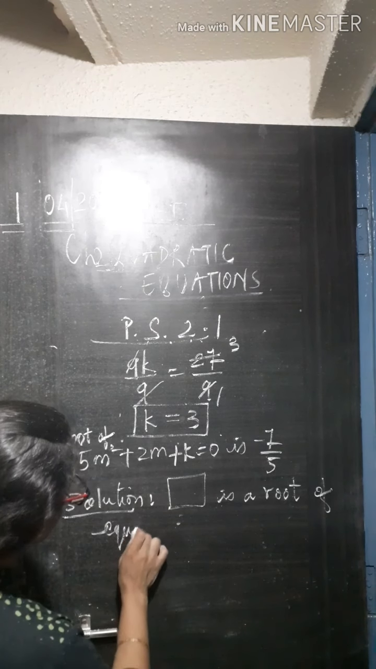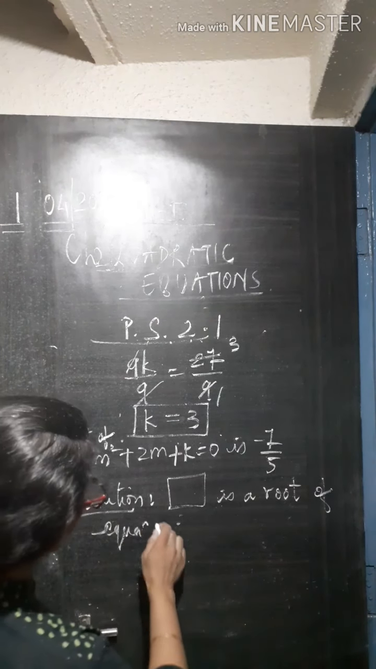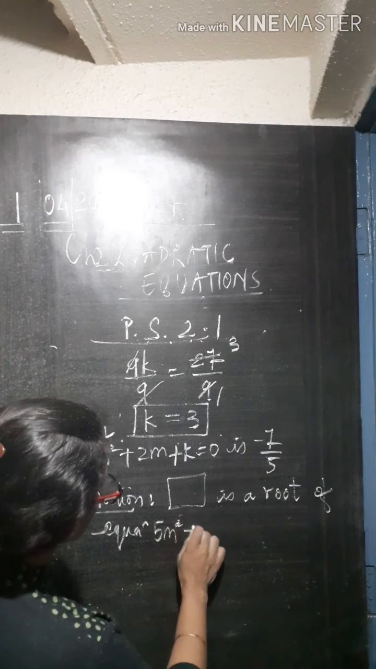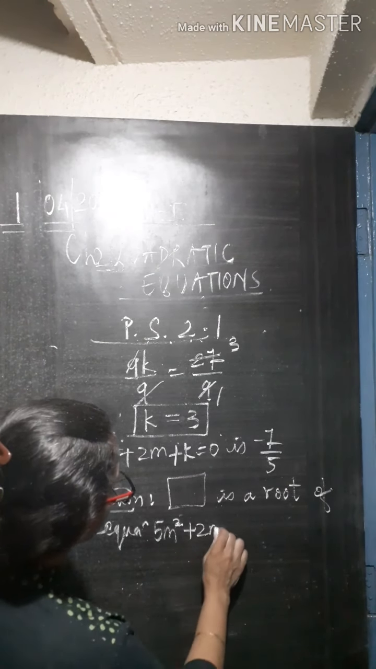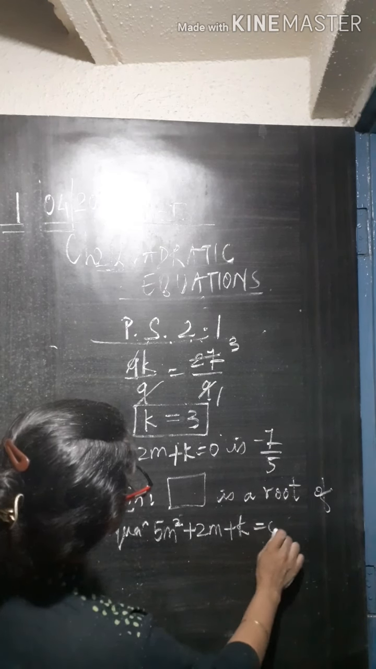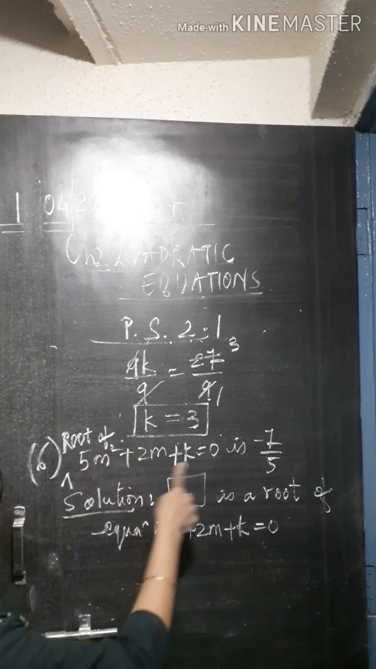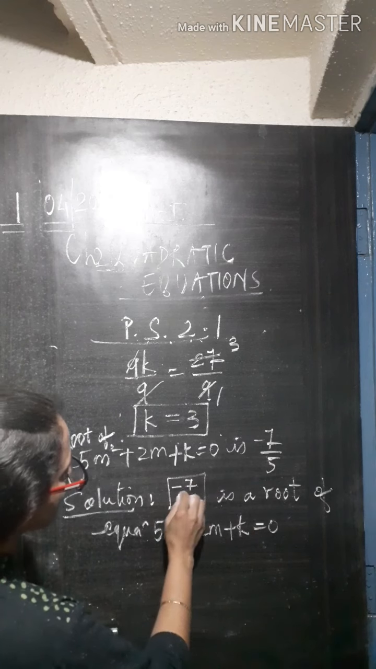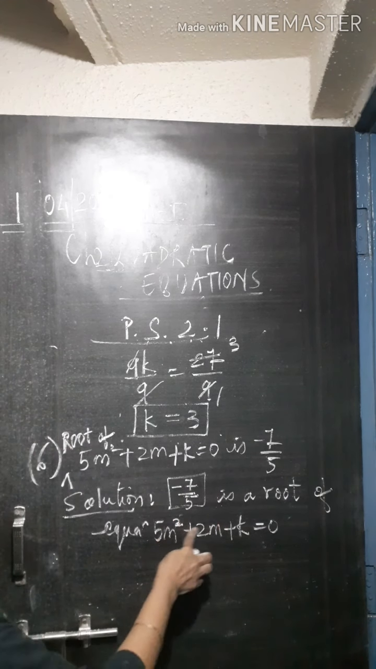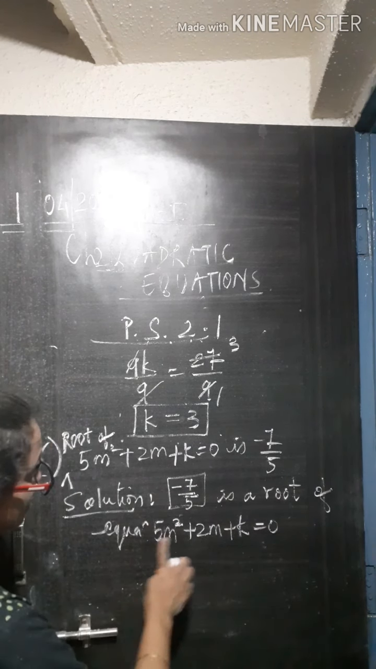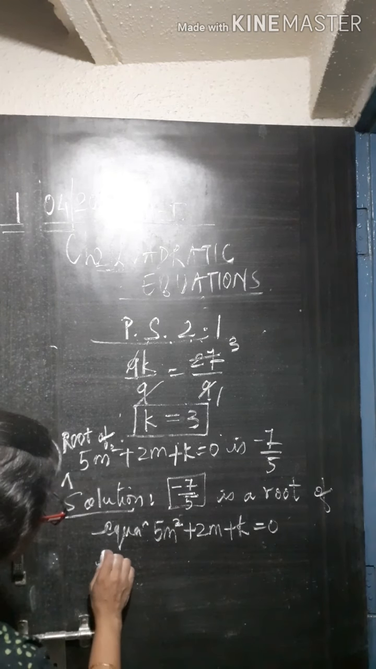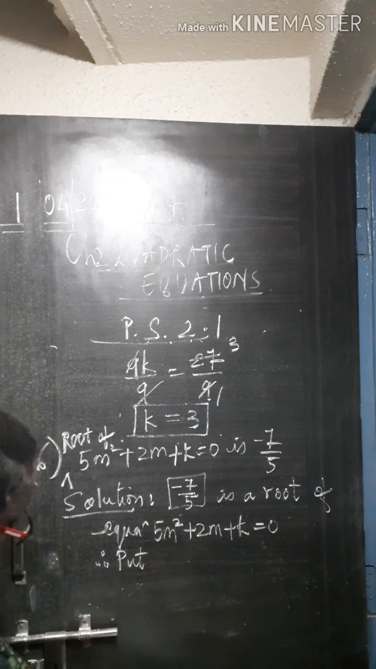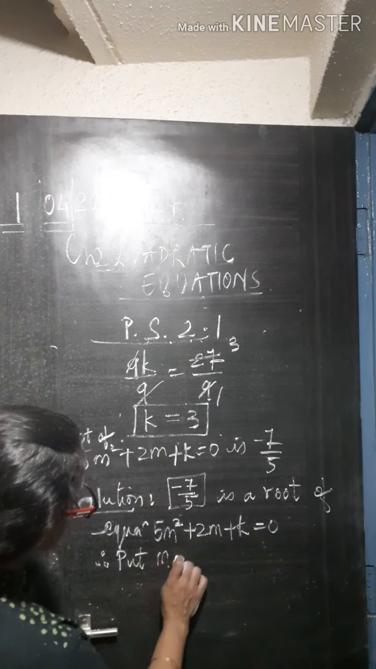What is the root of the equation? Already I have written the equation above: 5m square plus 2m plus k is equal to 0. What is the root I have written? Root of this is minus 7 upon 5. So I can fill up the same thing. Minus 7 upon 5 is the root of this equation.